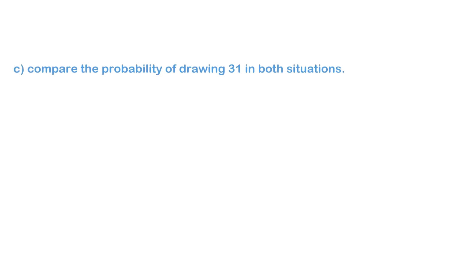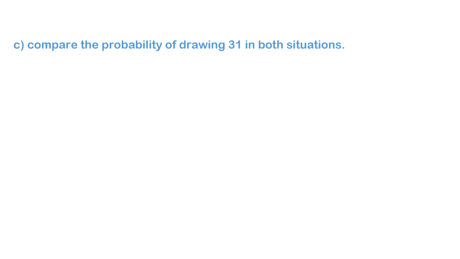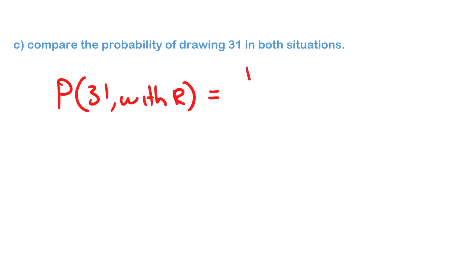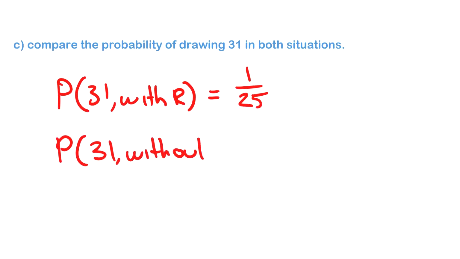If I go back down here, compare the probability of drawing 31. The probability of 31 with replacement, we said that's 1 over 25. And the probability of 31 without replacement is 1 over 20. As you can see, without replacement has a greater chance of happening. Remember, when you're comparing things, you're comparing those numbers there. So 1 over 20 means that we have a better chance of it occurring.